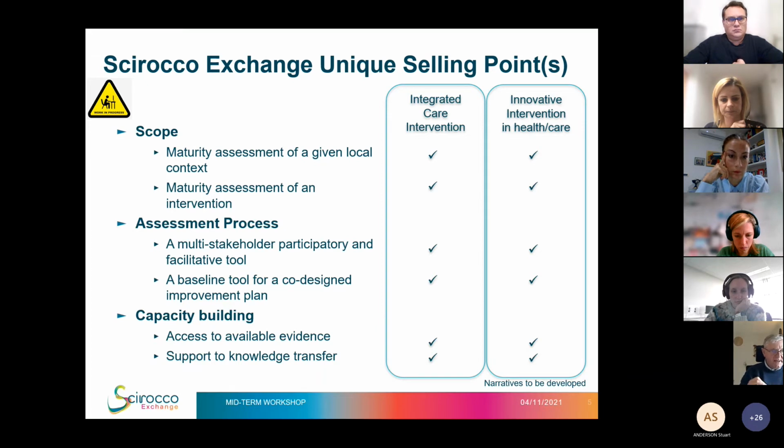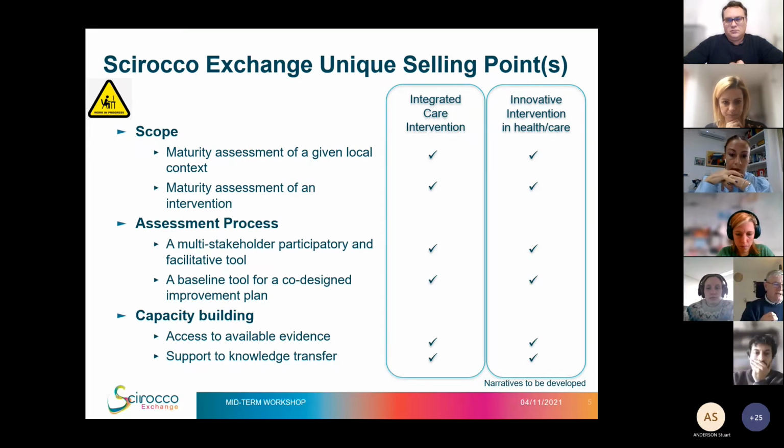In terms of the process, there's also a series of unique elements here: the multi-stakeholder participatory and facilitation tool, and also this element of baseline tool for co-designing an improvement plan. So these are words. Are they too academic, having in mind the point that has been made? That's the kind of thing that we need to further develop and work on. But those are at least elements that we consider as unique.